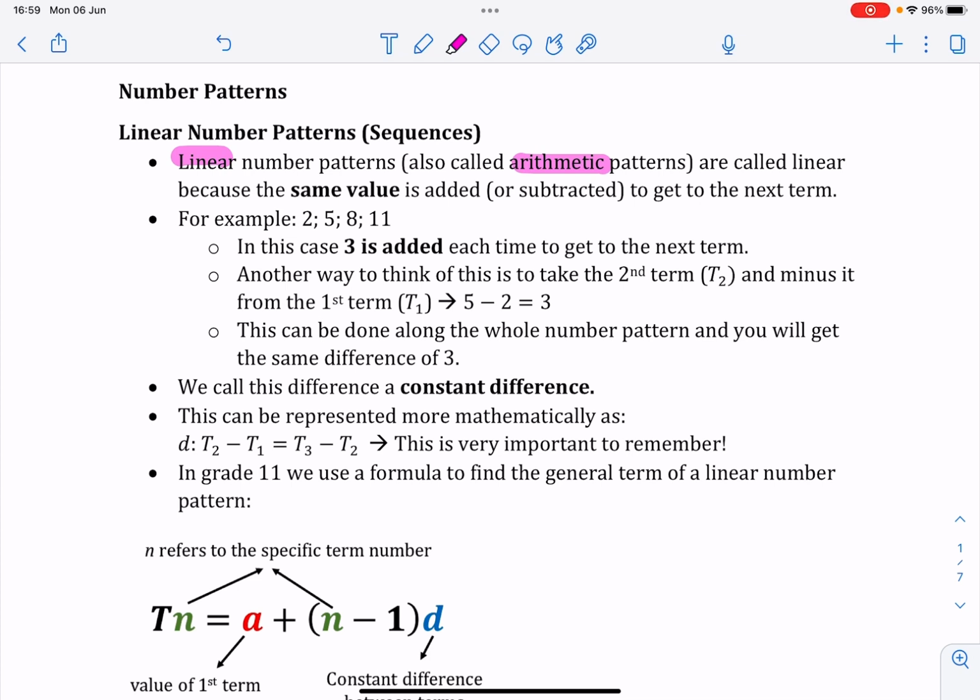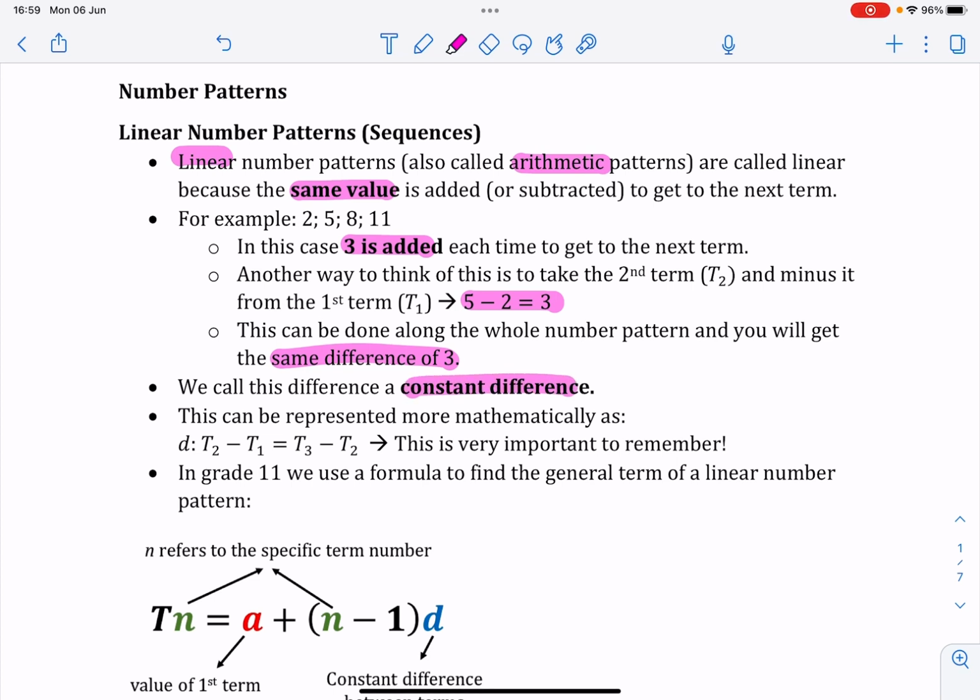They're called linear because the same value is added or subtracted to get to the next term. For example, 2, 5, 8, 11: to get from 2 to 5, you're adding 3, from 5 to 8, you're adding 3, etc. Another way to think of this is that you're taking the second term minus the term before it, the first term. So 5 minus 2 is 3. This can be done along the whole number pattern, taking the bigger term minus the term just before it, and you will get that same difference. So we call it a constant difference.